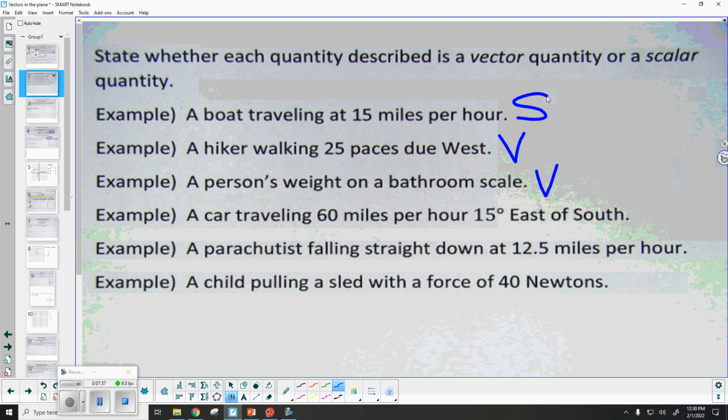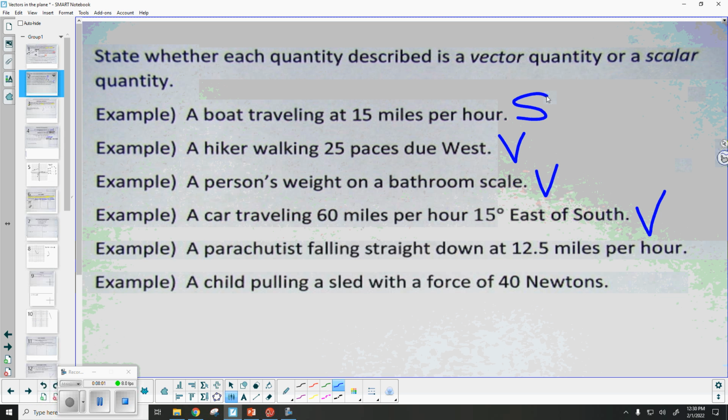Okay, let's go to Amna. What about a car traveling 60 miles per hour, 15 degrees east of south? That's a vector. So we have a magnitude and speed, and we do have a direction. Now, you may not be familiar with this type of direction, but after this initial lesson, Mr. Gonzalez is going to speak with you about true bearing, quadrant bearing, and things of that nature. So hopefully you'll be a little more familiar with that.